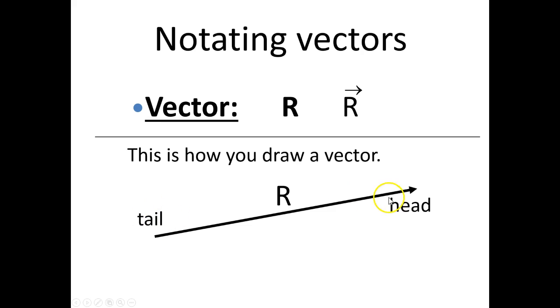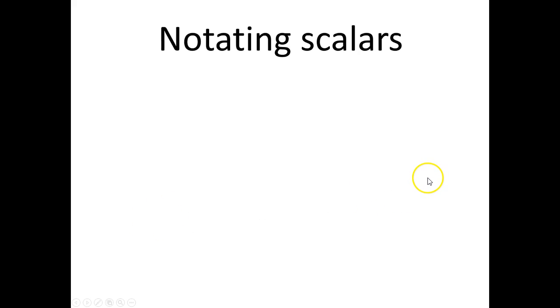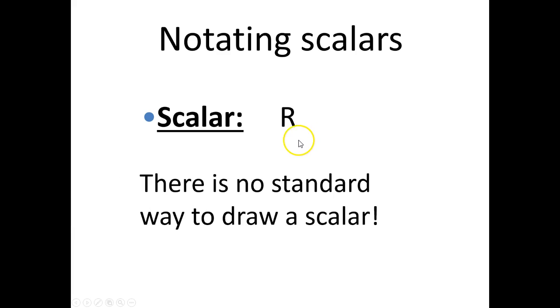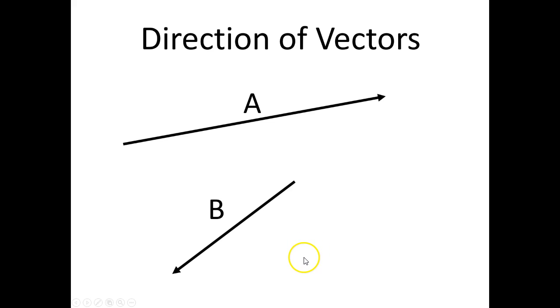It always has a tail and it has an arrowhead on it. Scalars are not in boldface type, okay? So sometimes it's hard to tell. So it's probably better to make sure that when it's a vector, we put the arrow above it, and when it's a scalar, we just draw it. And there's really no standard way to draw a scalar.